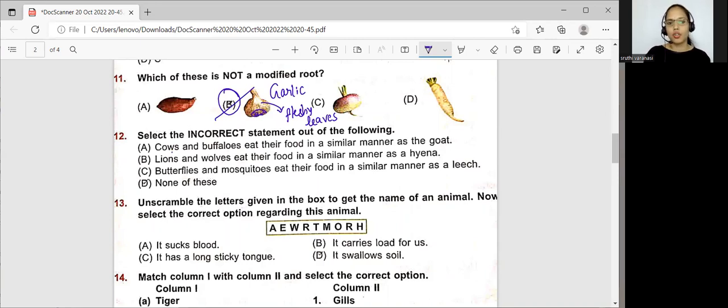Okay. Now, when cows, buffaloes, goats chew the grass, they eat away the food. That is true. Lions and wolves eat their food in a similar manner as a hyena. Yes, they tear the flesh of animals and eat. Butterflies and mosquitoes eat their food in a similar manner as a leech. Yes, all of them eat their food by sucking. The butterflies suck nectar, mosquitoes and leeches suck blood. So therefore, none of these statements is incorrect. Correct answer is option D.